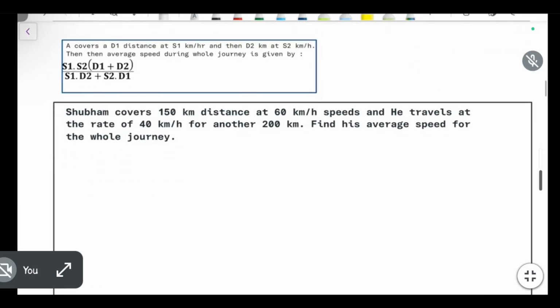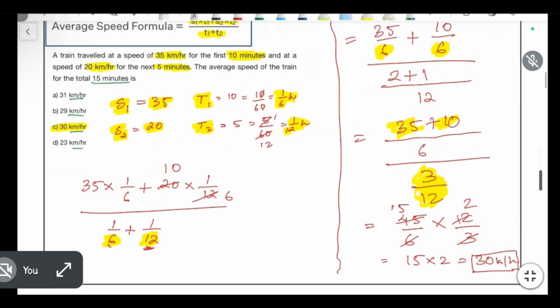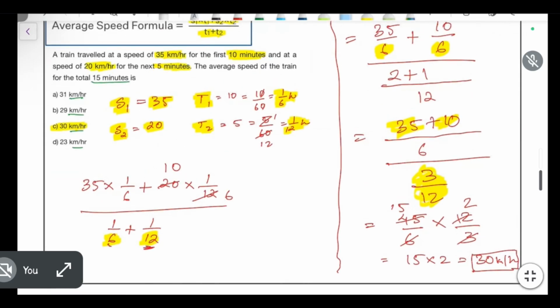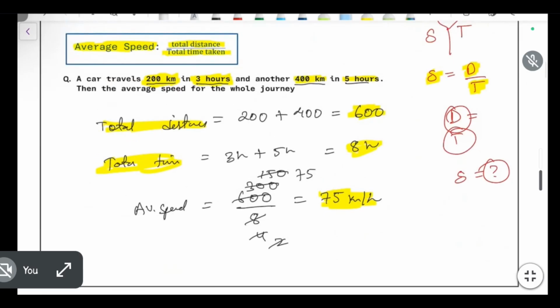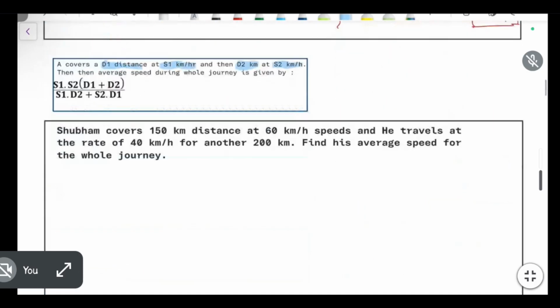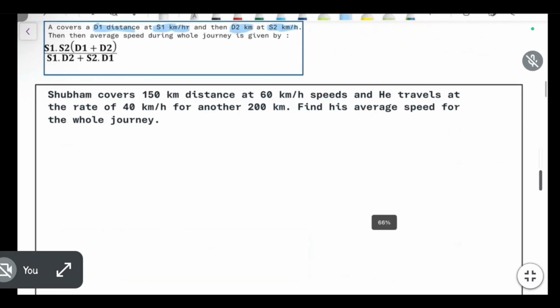Now, same thing. Average speed when speed and distance are given. Whenever speed and distance are given, earlier the second part of the question was speed and time given, and the first part was distance and time given. So all those questions look similar but are a little bit different.